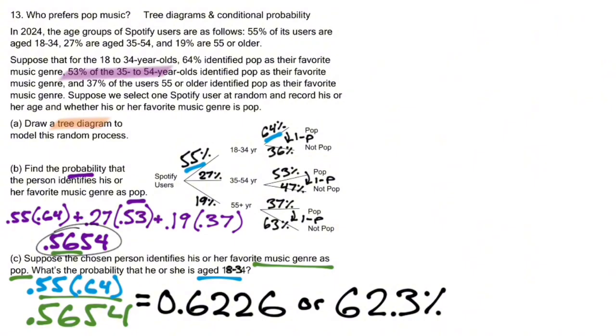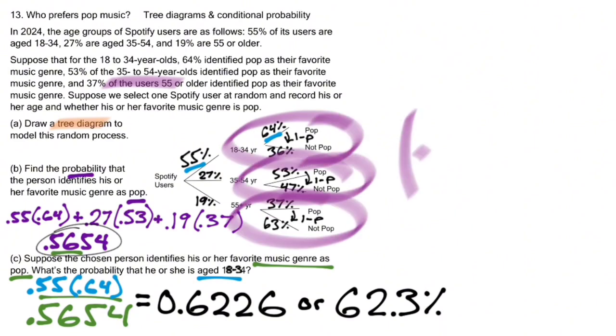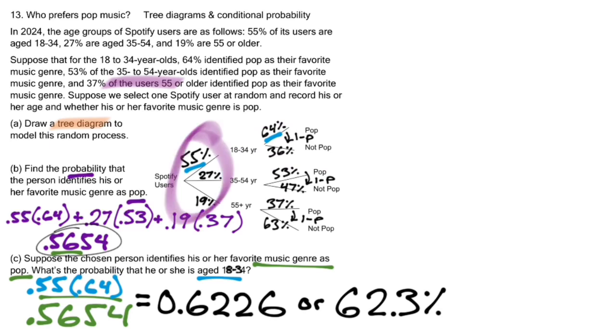Moving on, 53% of the 35 to 54-year-olds identified pop music, and that would be right here. So you would do 100% minus 53, and that would give you the 47. And then lastly, 37% of the 55 and older people like pop, so you would subtract 37 from 100% to get the 63 right there. All the probabilities on the individual tree branches add up to 100%, and then the initial branch of the tree diagram is also 100% of the data.